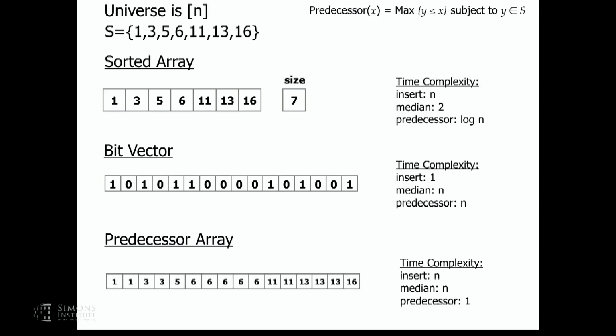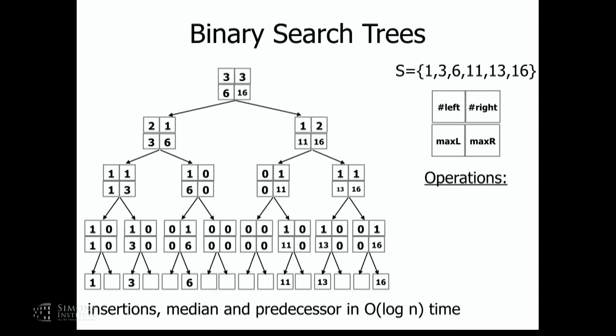Okay, so here you see a gap, in the sense that one of the operations is very expensive and the other one is very quick. So the natural thing to try for such problems is the binary search tree data structure. Here you can do all these operations in order log n time.